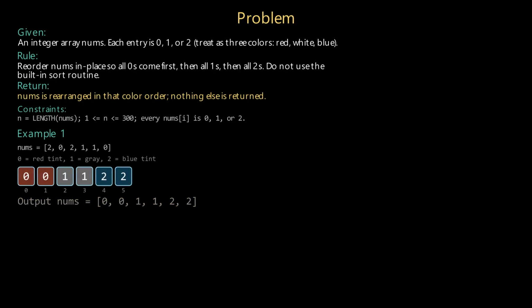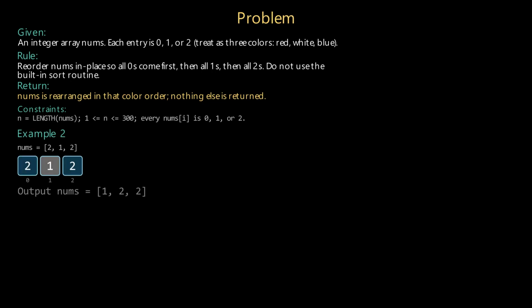Example 1 starts mixed. We need every 0 on the left, every 1 in the middle, every 2 on the right. Watch the rows snap into that order: 2 zeros, 2 ones, then 2 twos. Example 2, the array 2 1 2 becomes 1 2 2 after grouping ones before twos.